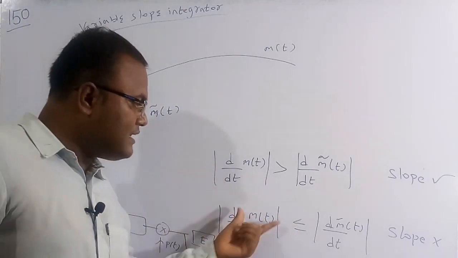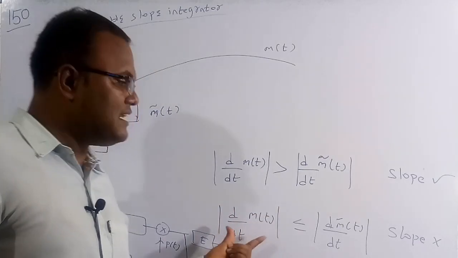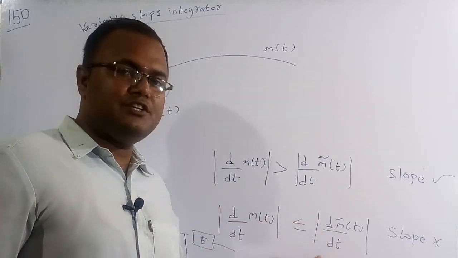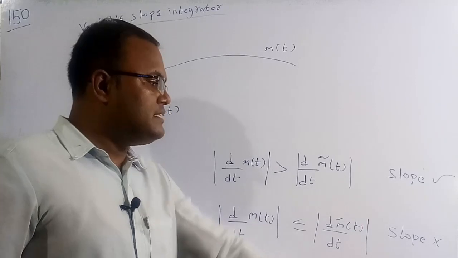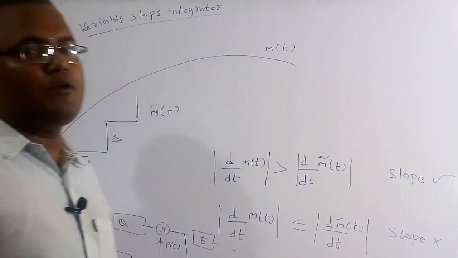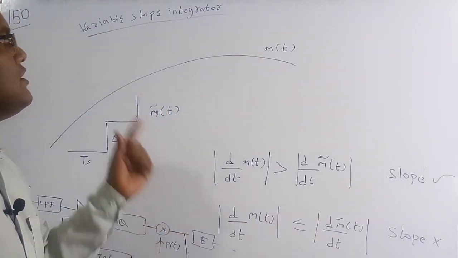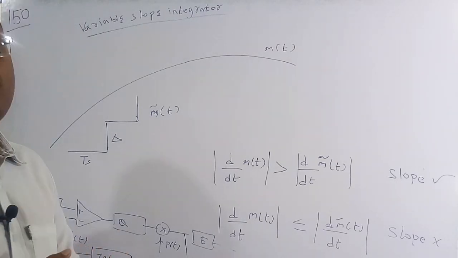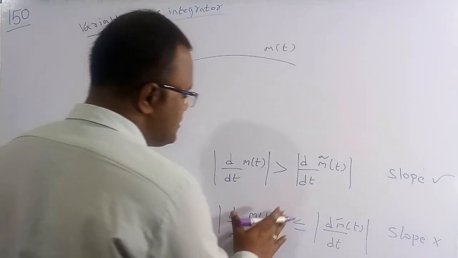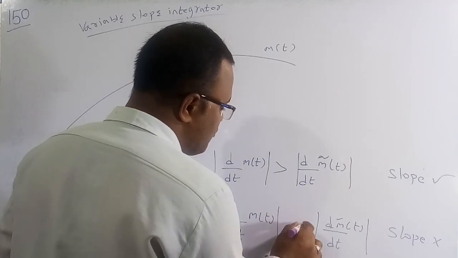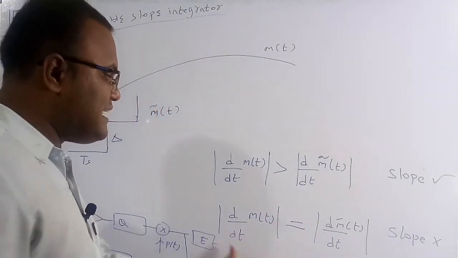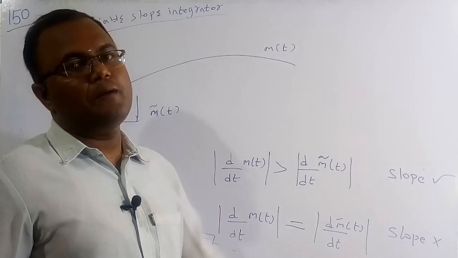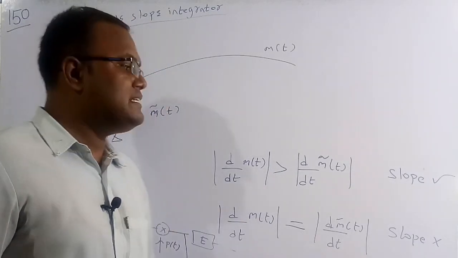So therefore, when the rate of change of the message signal is less than or equal to the rate of change of the staircase waveform, then the slope overload problem is not going to occur in this delta modulation. So what do we have to do in order to remove this slope overload problem? We are going to make these equal. Whenever we make them equal, the slope overload problem is not going to be present in this delta modulation.